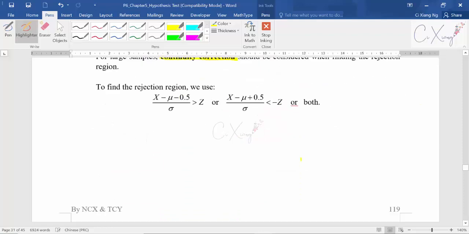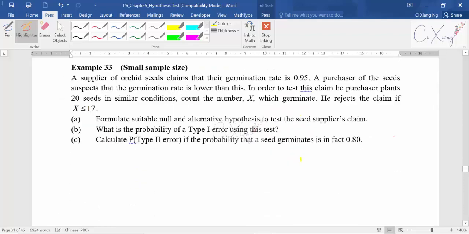We will start to discuss some examples here, to see how we are going to attempt all the questions related to this. Maybe we can have a look, for example 33.